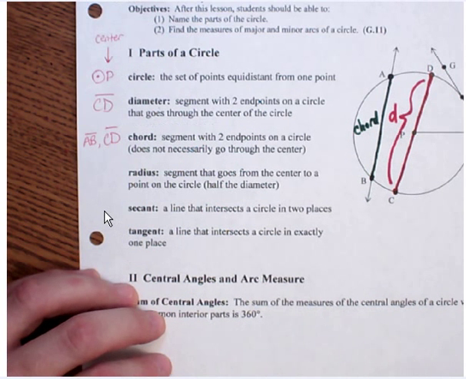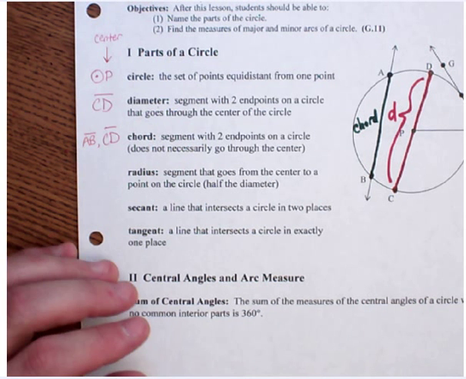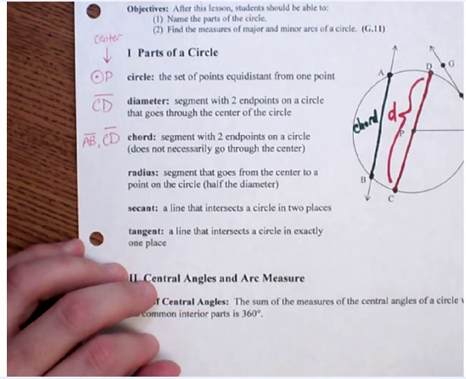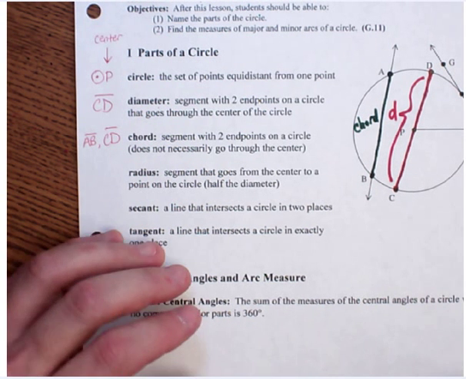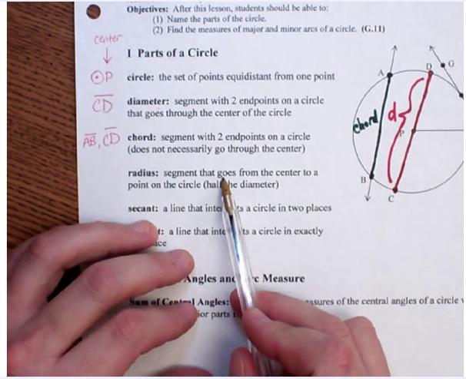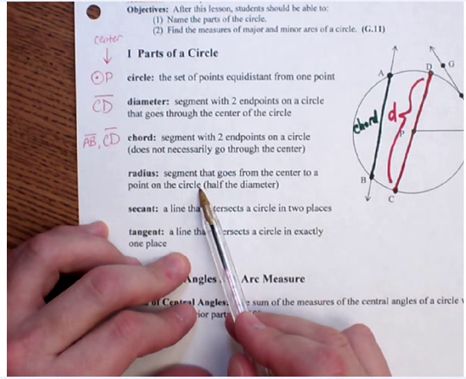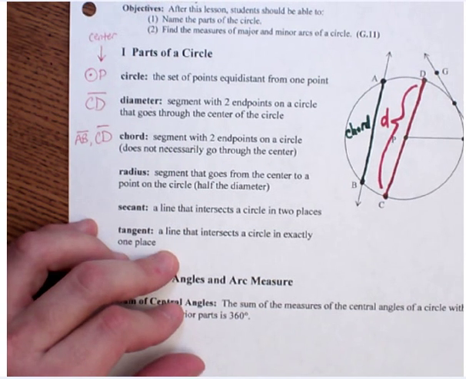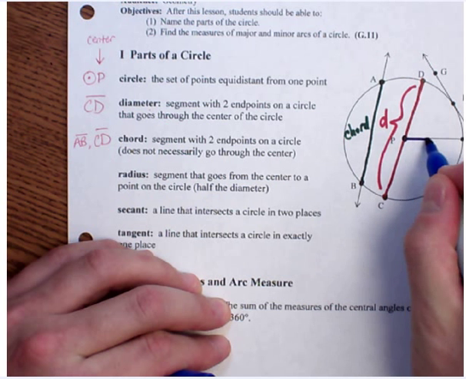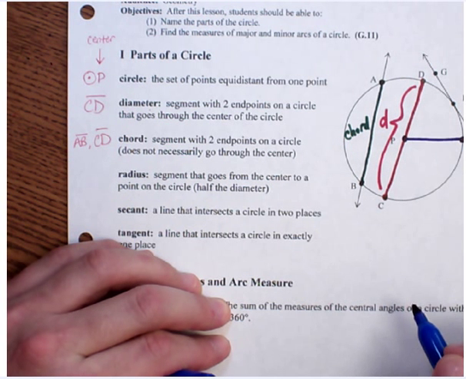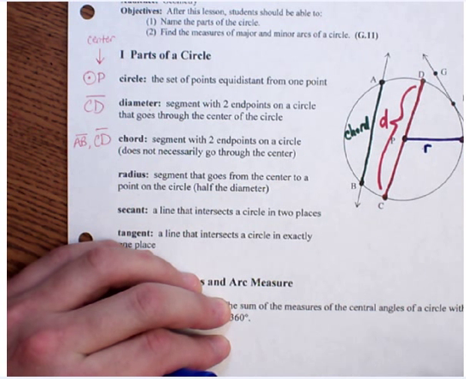Now another segment that you're probably familiar with is radius. So the radius starts at the center, it goes to one point on the circle, so basically it's half of a diameter. So it's a segment that goes from the center to a point on the circle. So if you look at your picture here, you have a radius from P to F. PF is a radius, so we could call that R for radius.